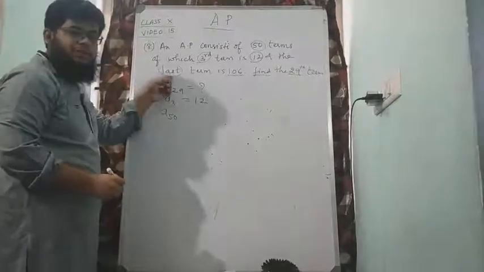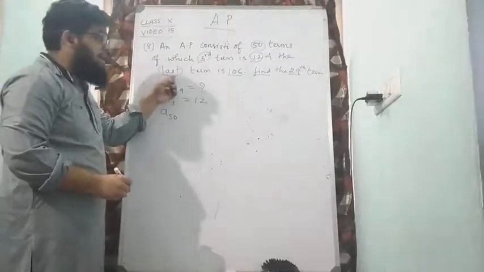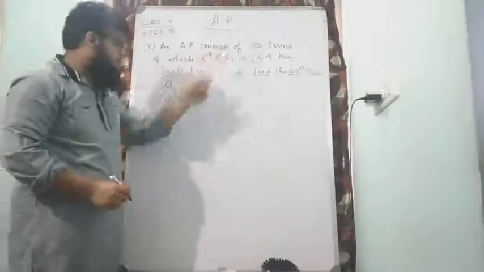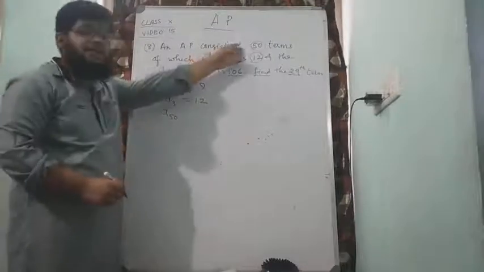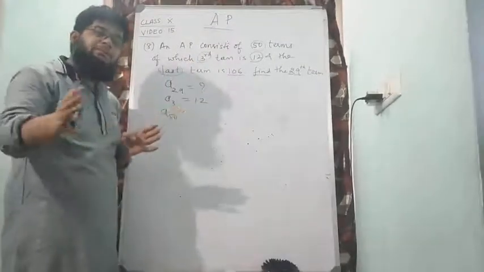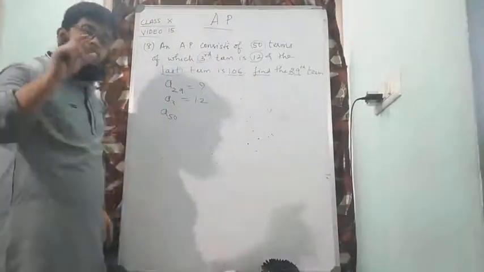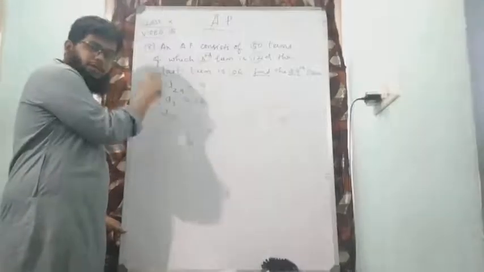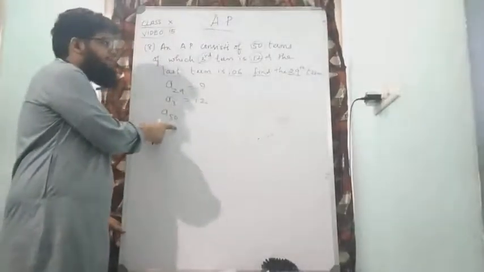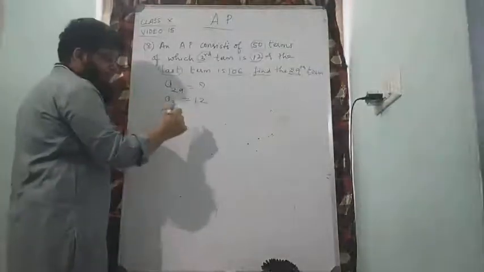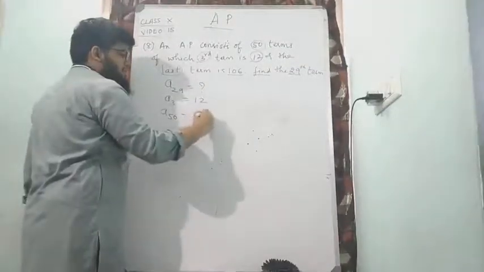Just to confuse you, they have used the words last term. The last term is A50 because this AP has 50 terms. That means there are 50 numbers in the given AP. So the last number will be A50, or the last term is represented by A50. The last term, which means A50, is 106.